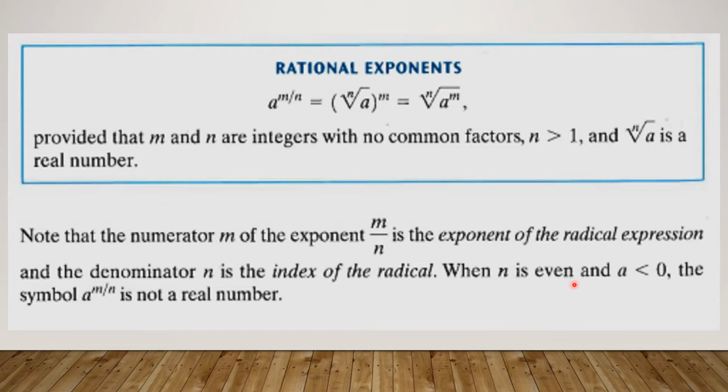When n is even and a is less than 0, the expression a raised to m over n is not a real number. Always remember, take note that if there is no index present in a radical, the index is always 2.